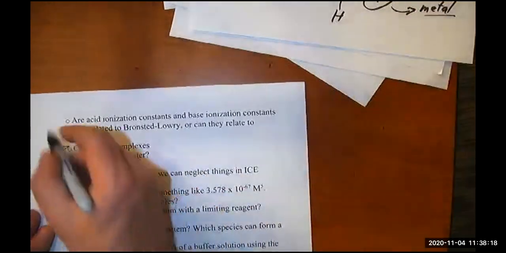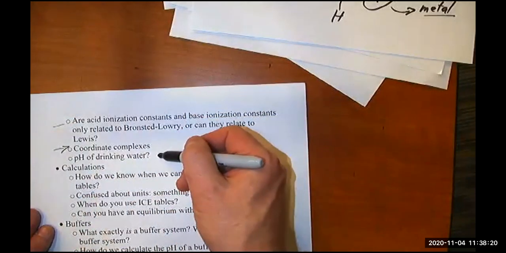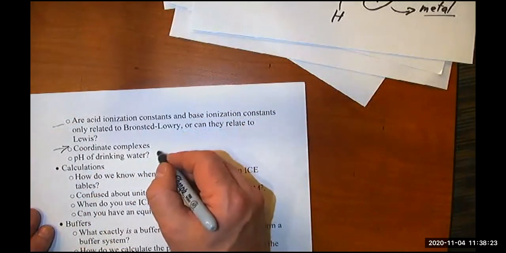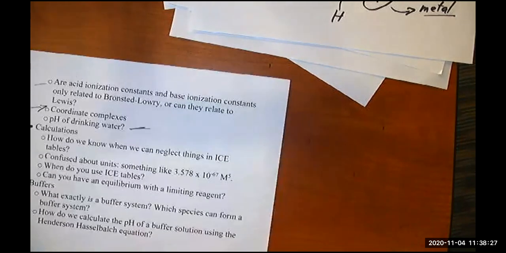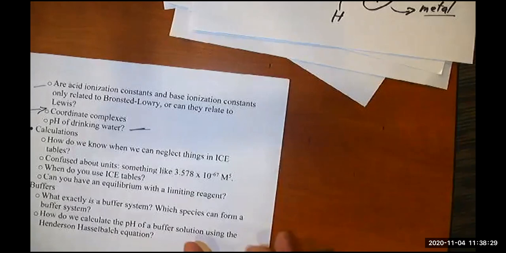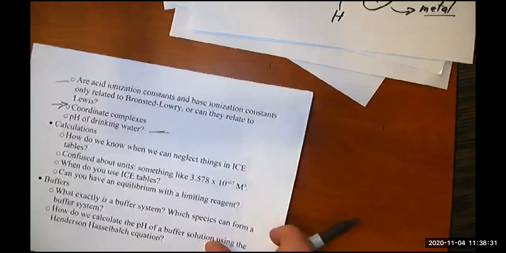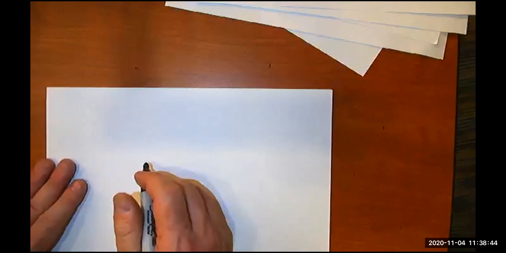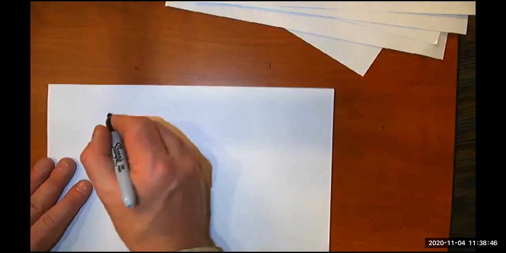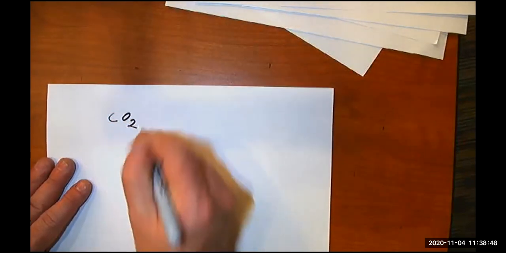Okay. I'm not sure why I put this one under Lewis acids and bases. pH, drinking water. So in just the last couple of minutes, I want to talk very briefly about the pH of water, because there are some misconceptions that we've built up here about the pH of water that we need to think about a little bit. And the reason that there's some misconceptions about it has to do with carbon dioxide.